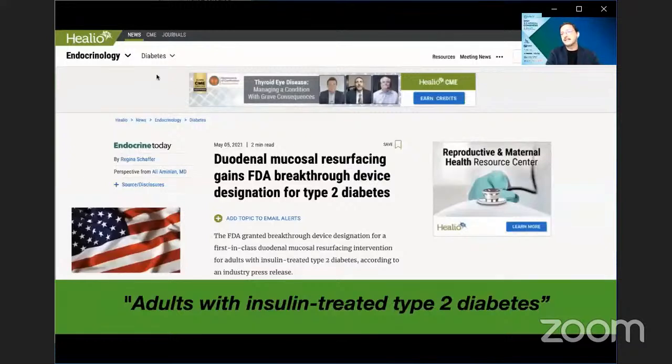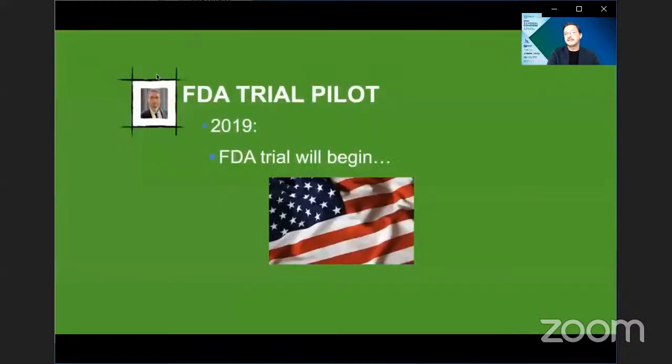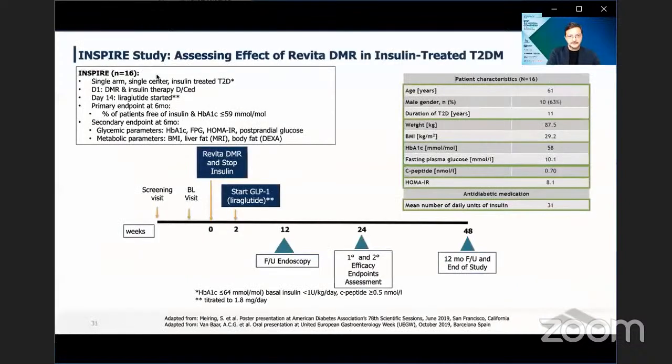And this was the base study used, and very recently, the duodenal mucosal resurfacing, as you can see here, was granted FDA breakthrough designation for type 2 diabetes in adults with insulin-treated type 2 diabetes. So it's very good news for the field. Also, there is a big US trial for the FDA that was supposed to start in 2019, but due to the pandemic, it has not started yet, just a few centers, and we think that it's going to speed up this year. So this is the INSPIRE study that is being done in the US right now.